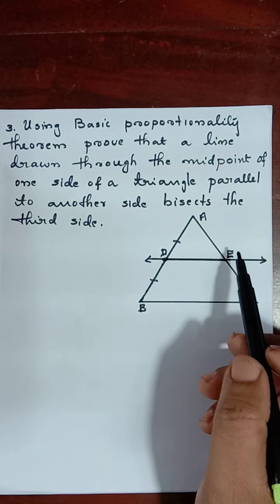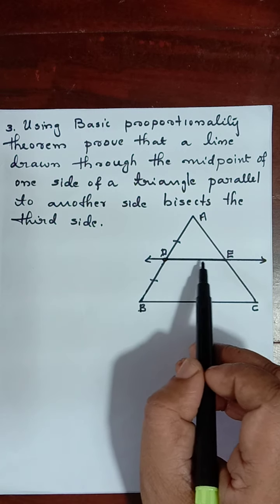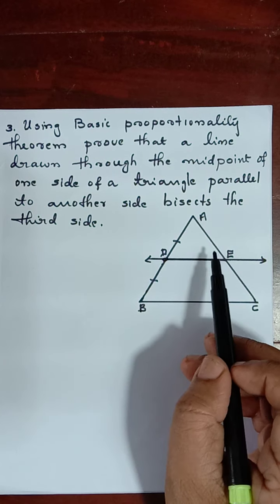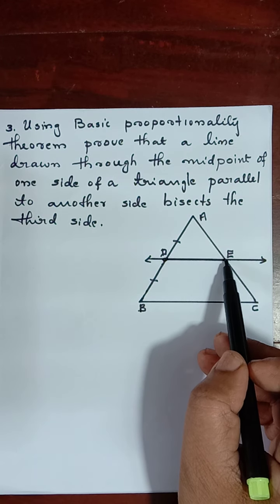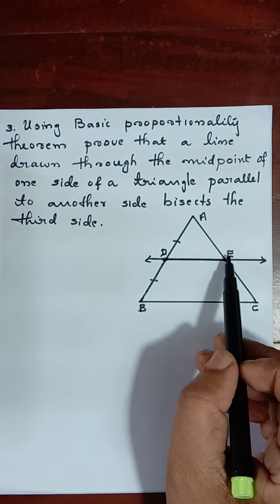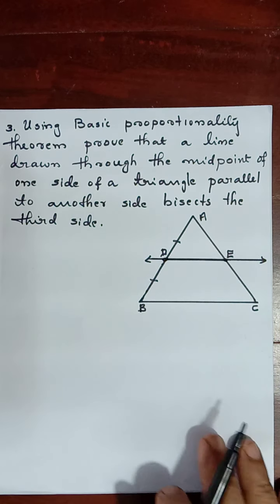If it's so, we have to say that the line bisects the third side. This is the third side. We have to prove that E is the bisecting point. That means we must prove that AE is equal to EC.